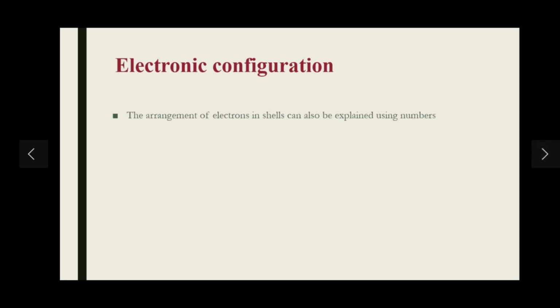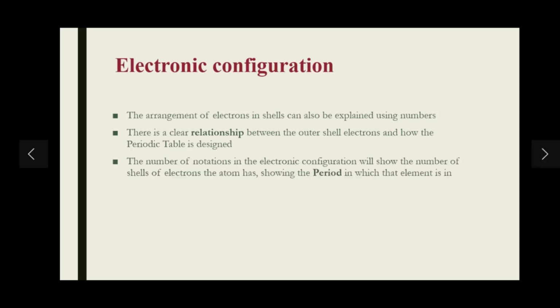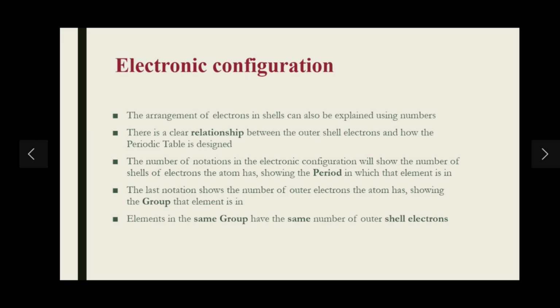Now, electronic configuration. The arrangement of electrons in shells can also be explained using numbers. There is a clear relationship between the outer shell electrons and how the periodic table is designed. The number of notations in the electronic configuration will show the number of shells of electrons the atom has, showing the period in which that element is. You might be a bit confused here, but in the upcoming slide you will be clearer on how we can represent this. The last notation shows the number of outer electrons the atom has, showing the group that element is in. Elements in the same group have the same number of outer shell electrons.